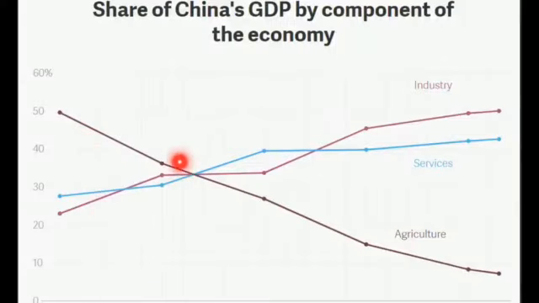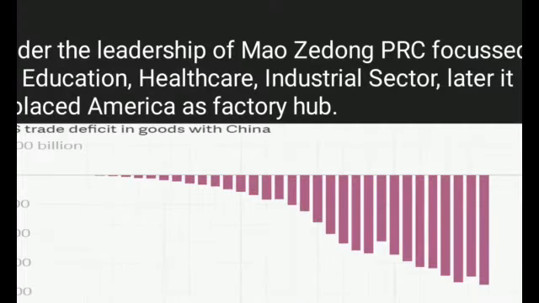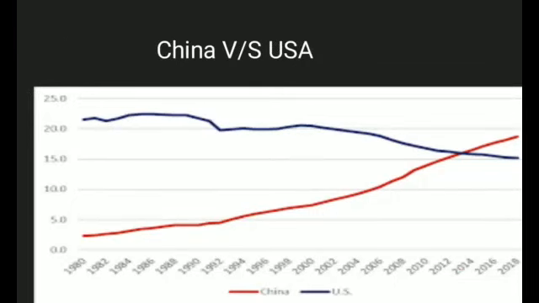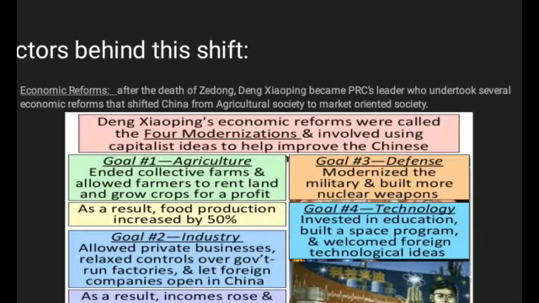In the 1970s, China was basically an agriculture-based economy. But later the economic reforms introduced by Deng Xiaoping established China as an industrial master. So its import versus export graph with the USA technically came down. It was exporting more than importing. So what were the factors that led to the establishment of China as a manufacturing hub?